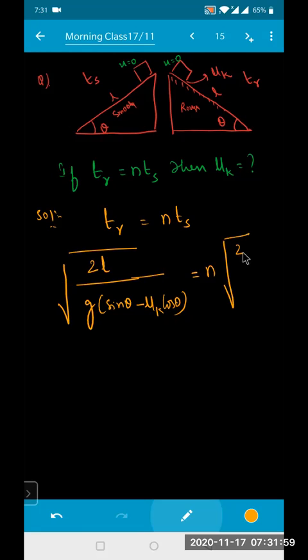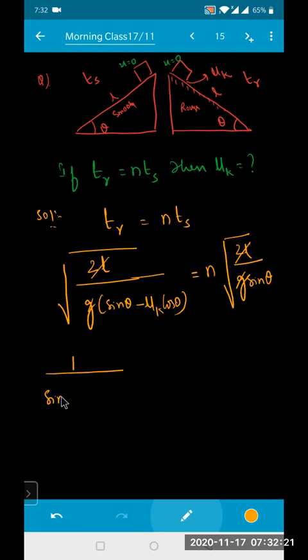On the smooth side this will become 2 into L, mu k will become 0, so this is g into sin theta. Clear? If I remove this root, this 2L gets cancelled. So if I remove the root, this will become 1 by, and this g and this g also get cancelled.